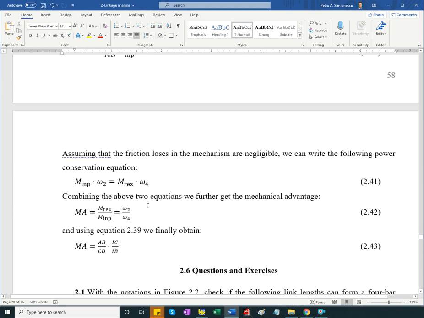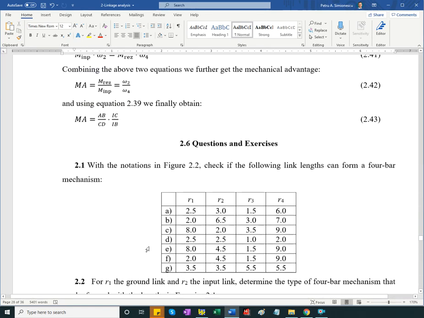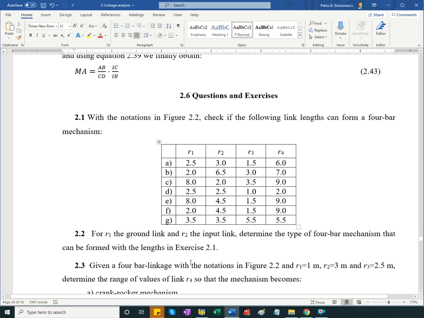Of course, we can calculate mechanical advantage if we know omega 4, and this is something that we'll learn how to do in chapter 3. And if you have omega 4 and you know omega 2, you can also calculate mechanical advantage without going through these steps.